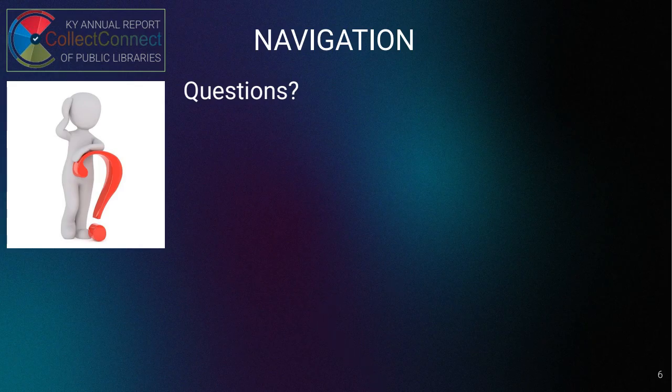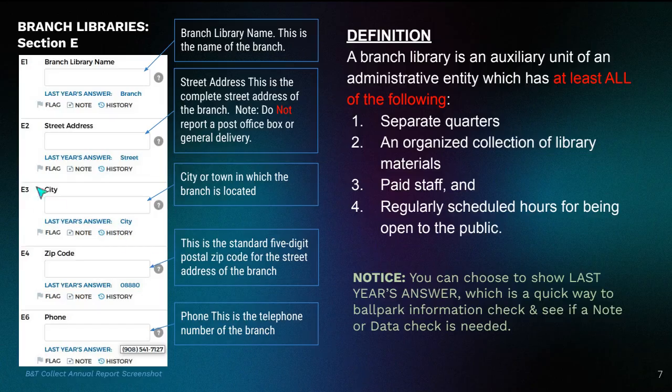All right, let's dig into the meat then. Section E is our branch libraries. If you remember from the first part of the survey, there are several menu options, your survey navigation on the left-hand side of your Collect Connect portal. When you click on Section E, your branch libraries will show up.